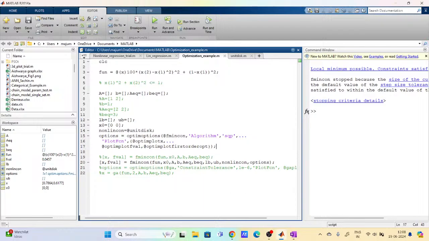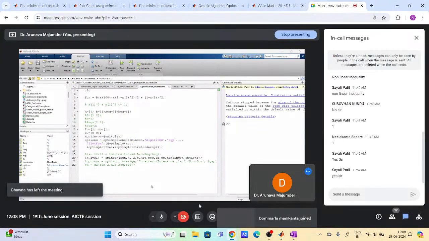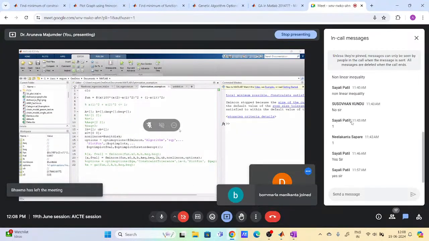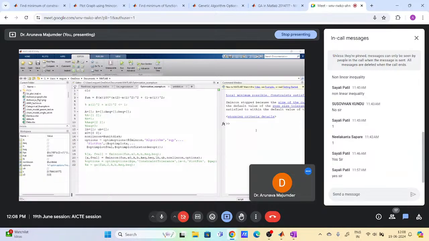Understood? Okay, now if anybody has any doubt, then ask me. Any doubt for anyone? Please write down in the chat box, otherwise I cannot understand whether you are getting it or not.